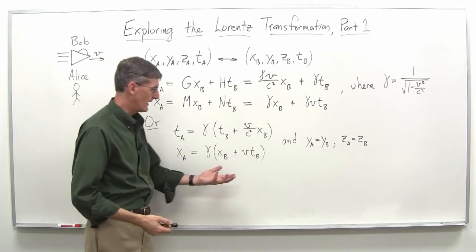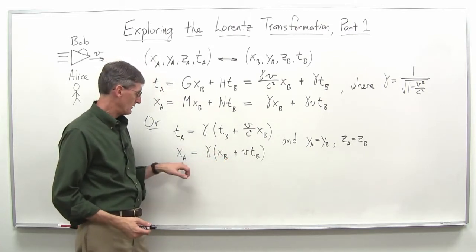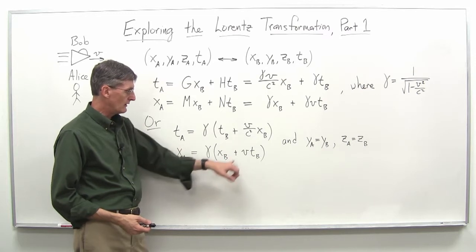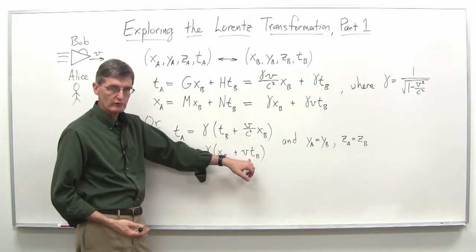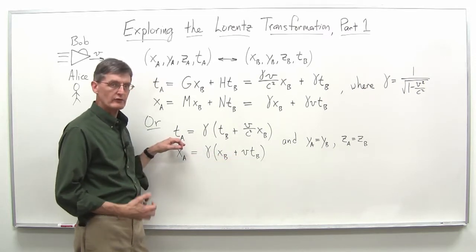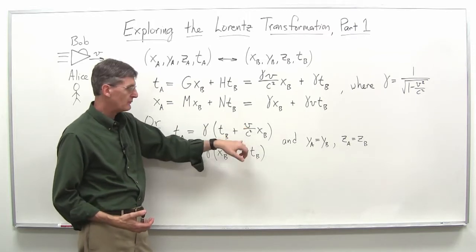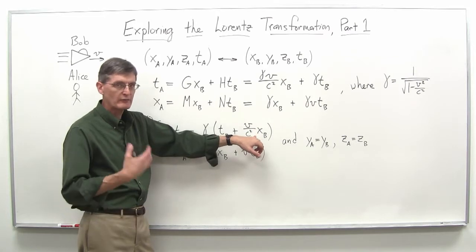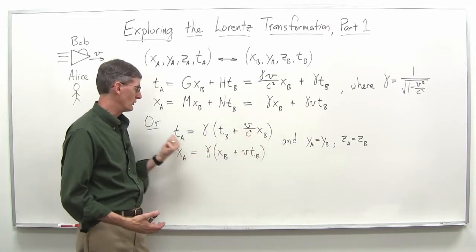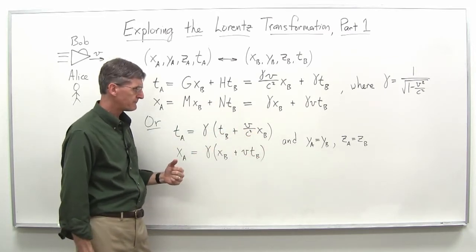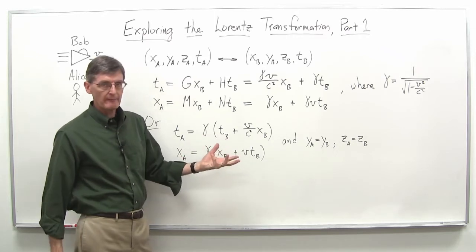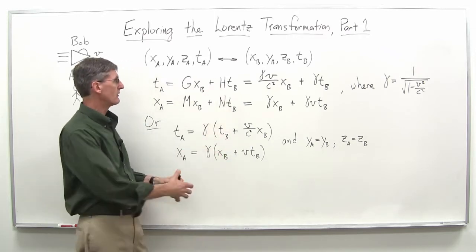Part of the reason for that is the units have to work out. Here we've got to have units of length, and a velocity times the time gives us units of length. Here we have to have units of time throughout the whole thing. So a velocity divided by another velocity squared times a length, if you work that out, will give us units of time.